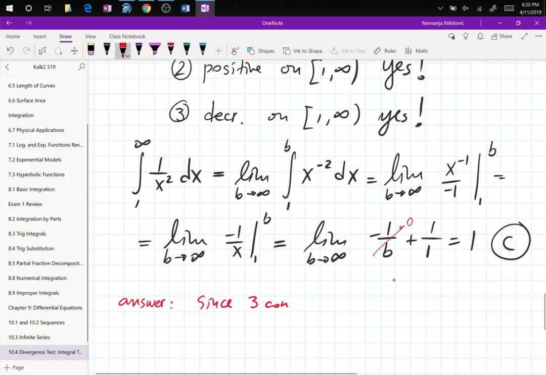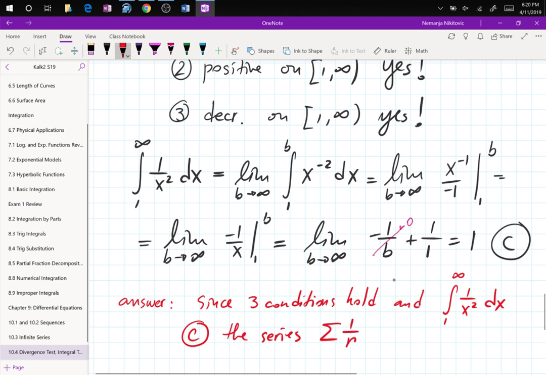Since the 3 conditions hold and the integral from 1 to infinity of 1 over x squared dx converges, the series summation 1 over n squared from 1 to infinity converges by the integral test. Now to say this I have to stand up so I'm taller and more menacing. Your integral converges to what?